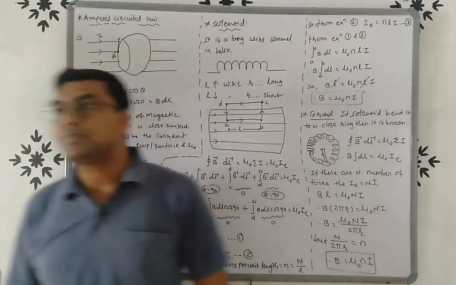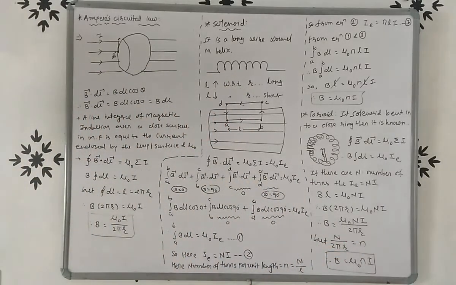So here you can see that the formula of magnetic field for solenoid and toroid is the same. B is equals to mu 0 small n I, where mu 0 is permeability, small n is number of turns per unit length, and I is current, right? So this is very important theory for your examination.